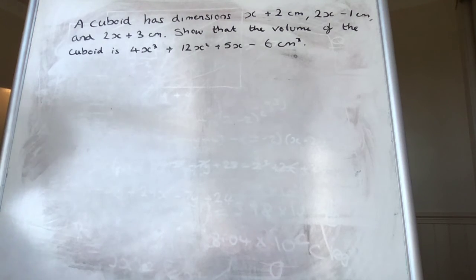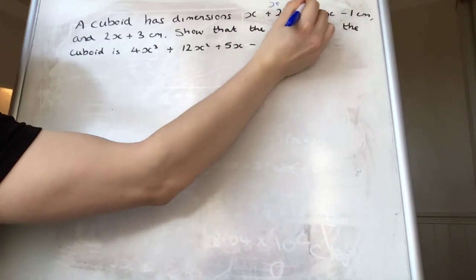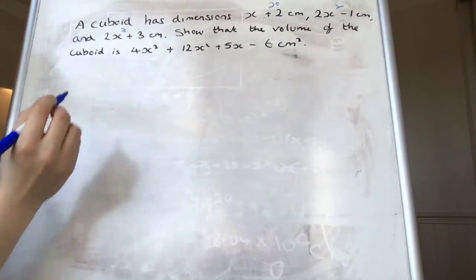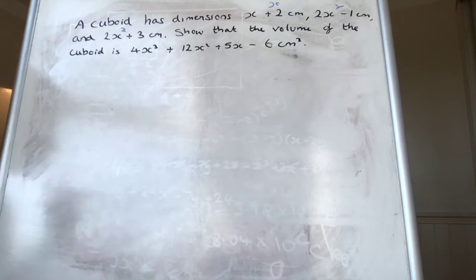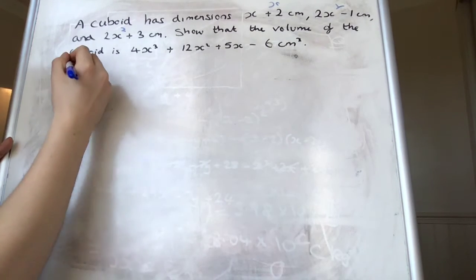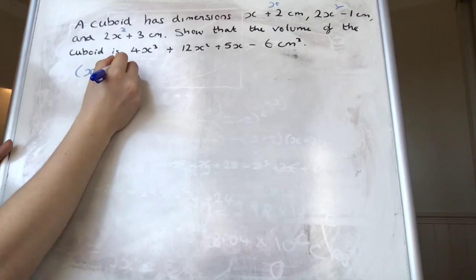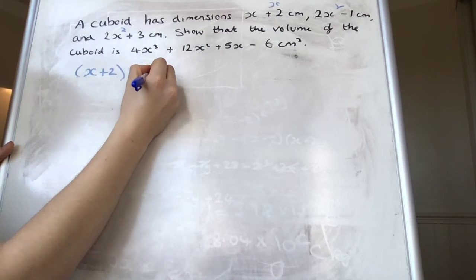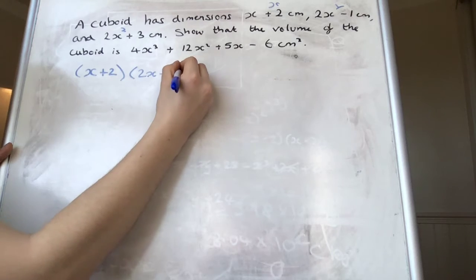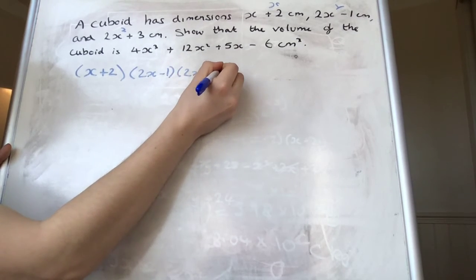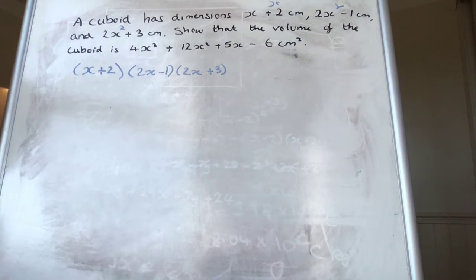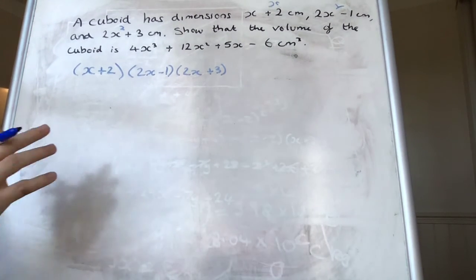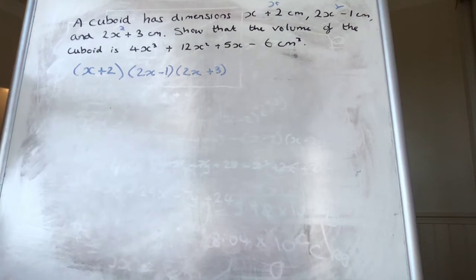So if we're going to apply that reasoning and give each of these dimensions, let's say x, y, and z, we know now we're going to multiply each of these out together. So what we're going to do is go x plus 2 centimeters multiplied by 2x minus 1 centimeters multiplied by 2x plus 3 centimeters. So we've already changed this expression into a bracket expression that we are familiar with from the previous video.